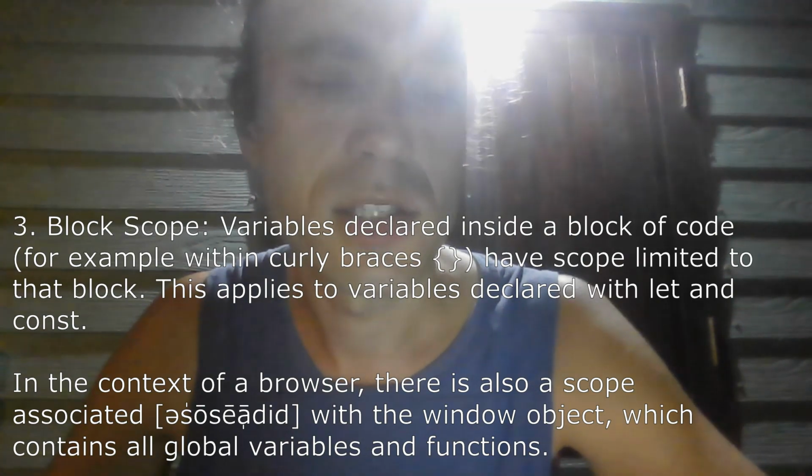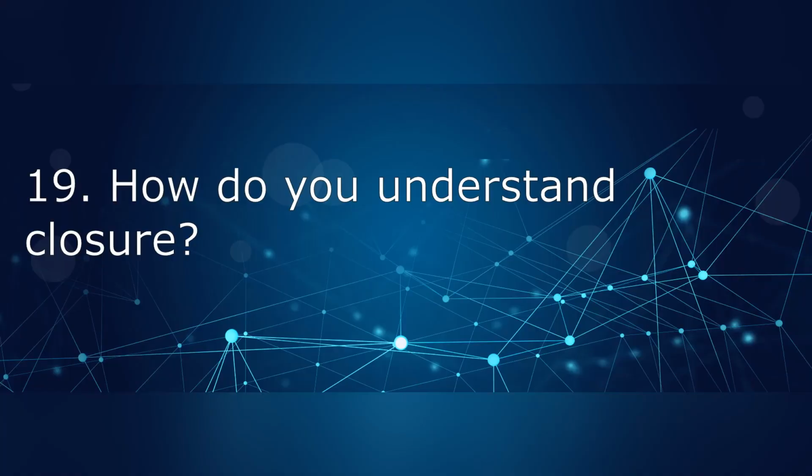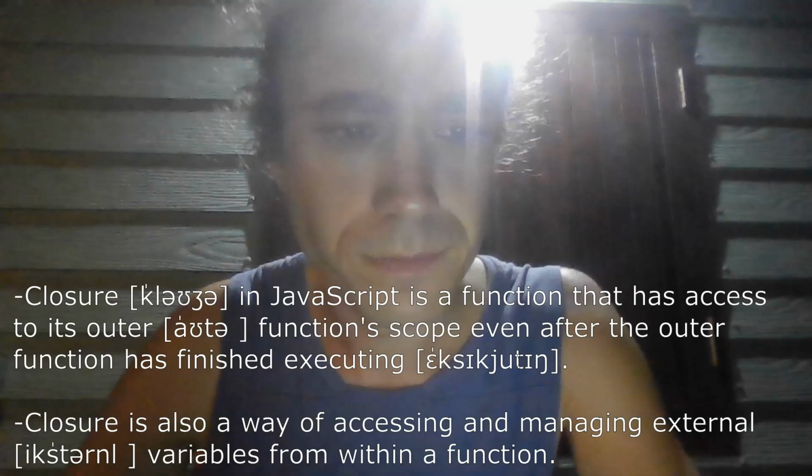In the context of a browser, there is also a scope associated with the window object, which contains all global variables and functions. How do you understand closure?